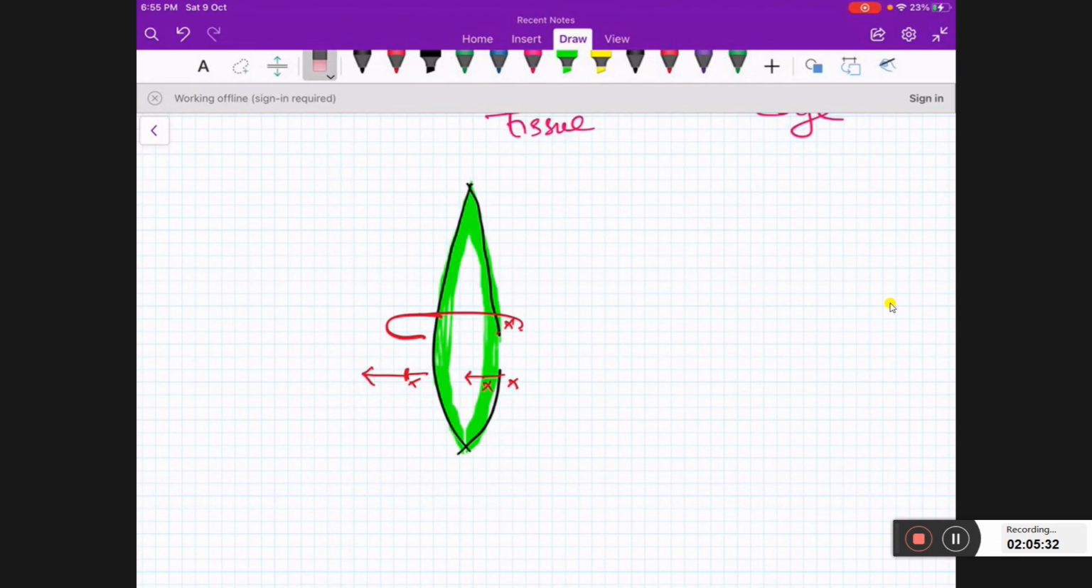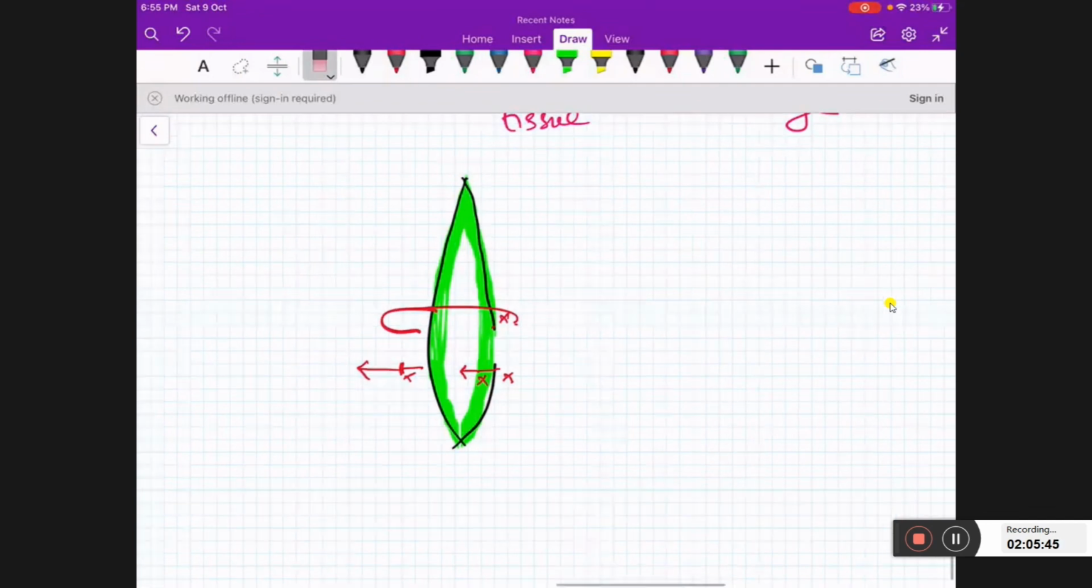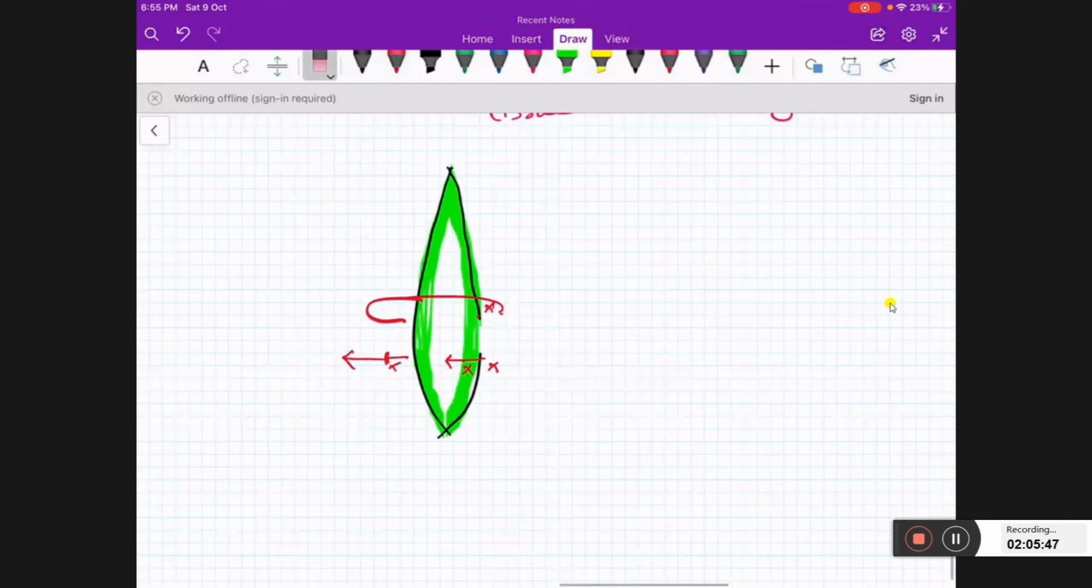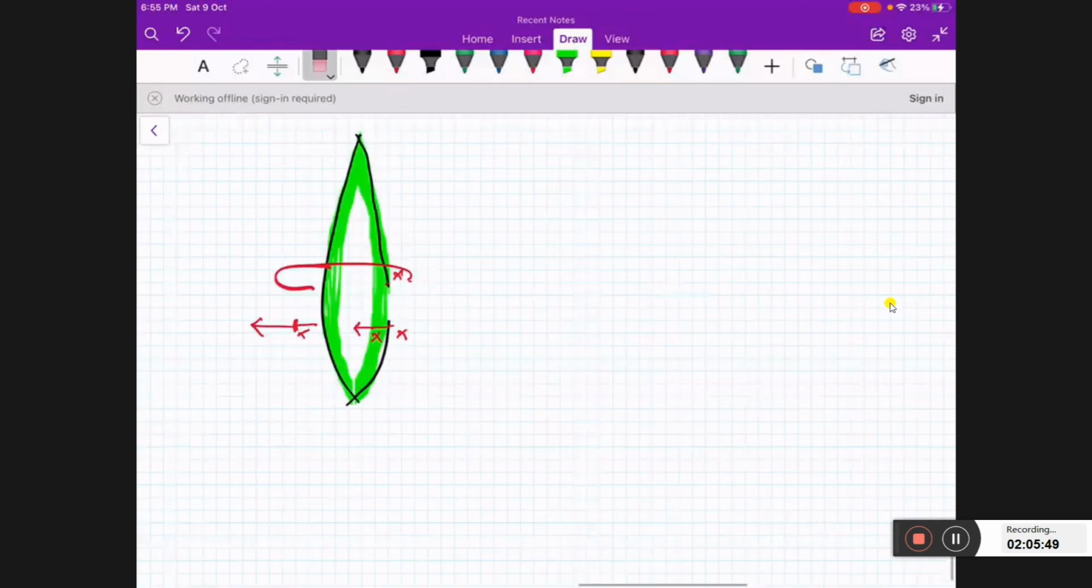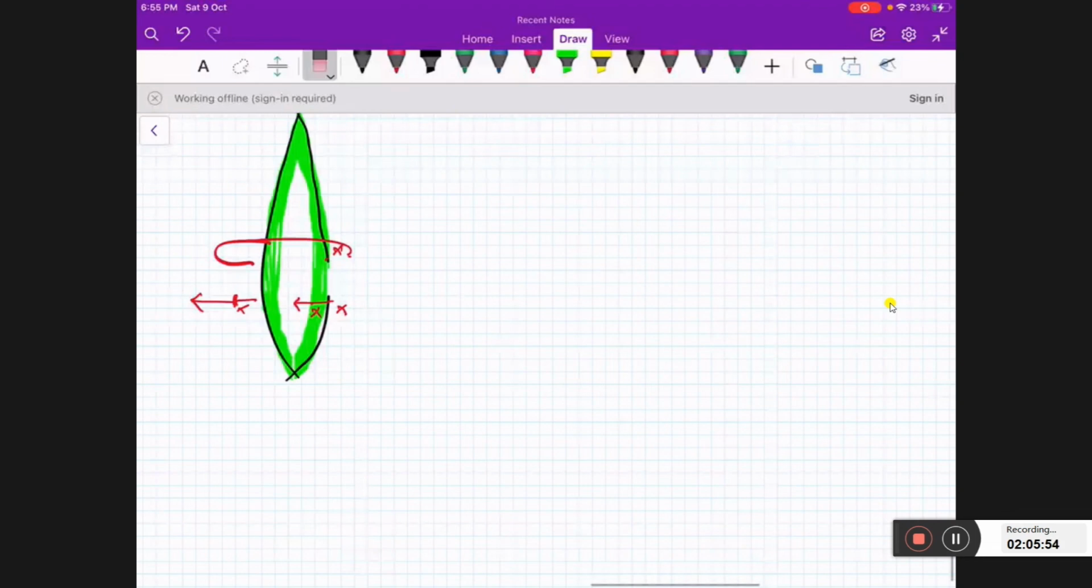Understood, everyone? So this was a simple suture technique which you commonly are going to do when you're in your internship in casualty. Then we have this x to x rule. This x to x rule we will only follow in a simple interrupted technique, not in mattress.